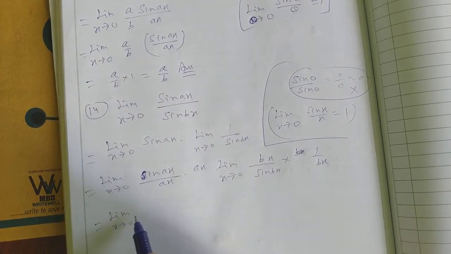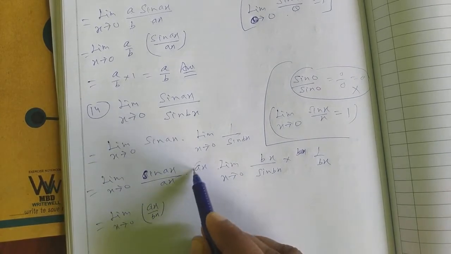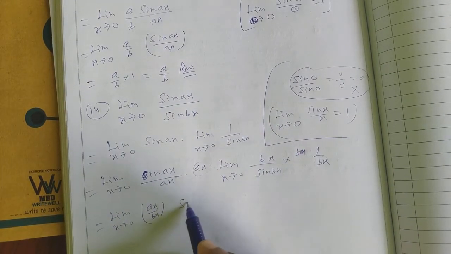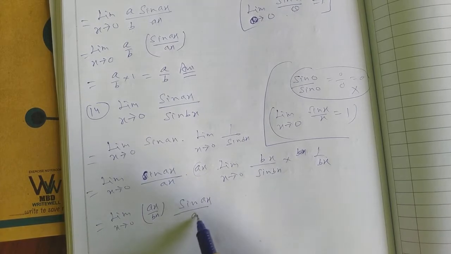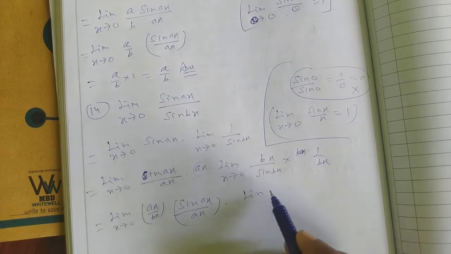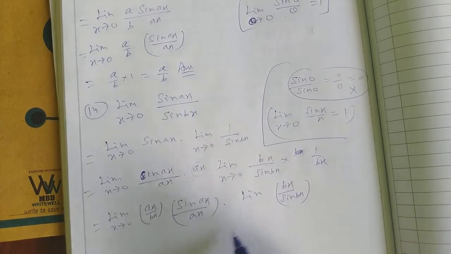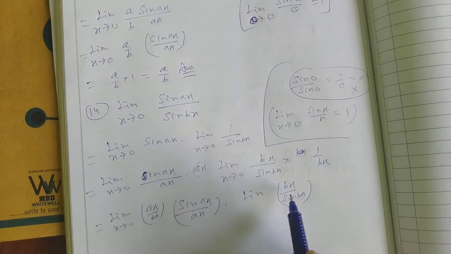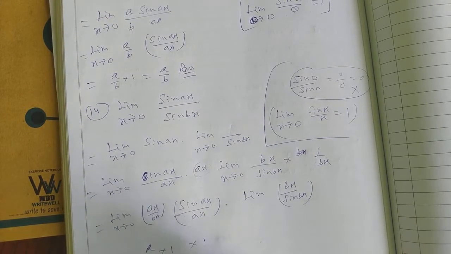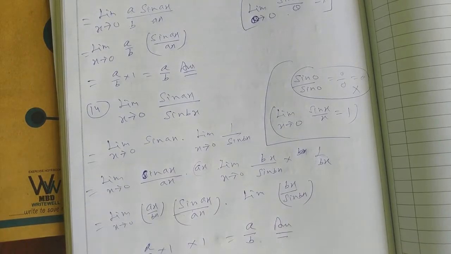So you write it in a separate way, this ax upon bx, and then you write here sin ax upon ax into limit bx upon sin bx. So what is the result? The value of this is 1 and the value of this is also 1. So it means a upon b into 1 into 1. The result comes a upon b. According to this you get the answer a upon b.